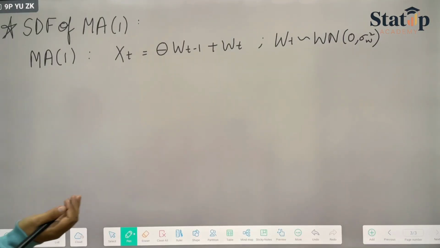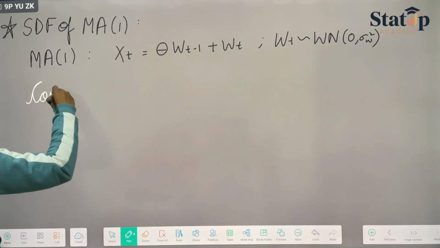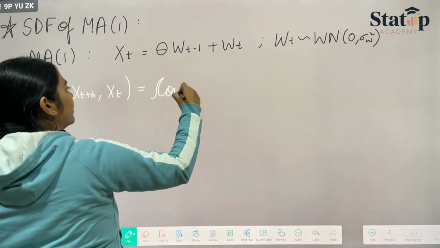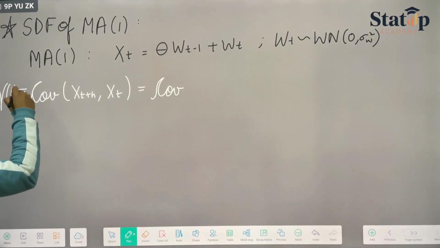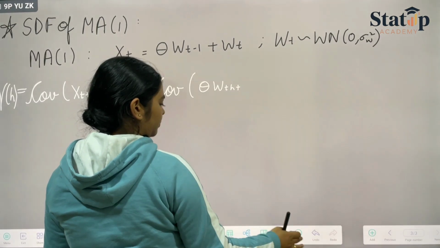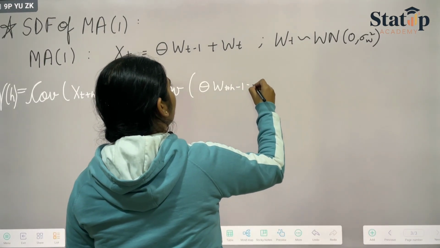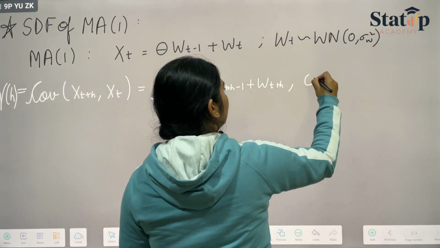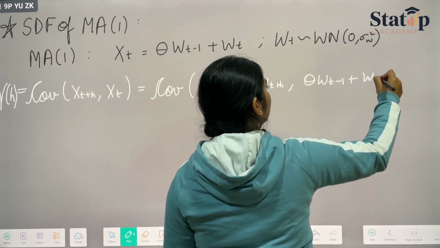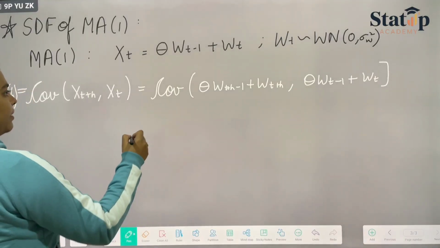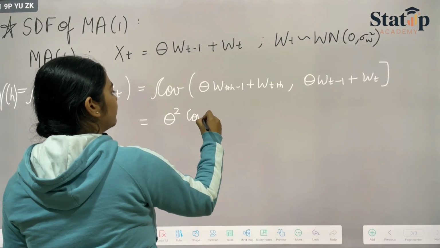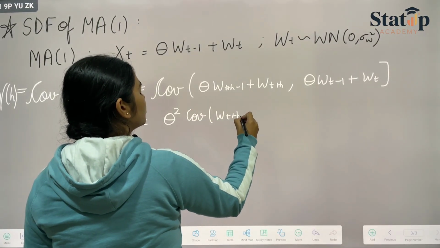Now I'm finding the covariance between x_{t+h} and x_t, which is the autocovariance of lag h. So covariance of x_{t+h} is w_{t+h} plus theta w_{t+h-1}, and x_t is w_t plus theta w_{t-1}. If we find the covariance between them, we'll find that it is nothing but theta square times the covariance between w_{t+h}.